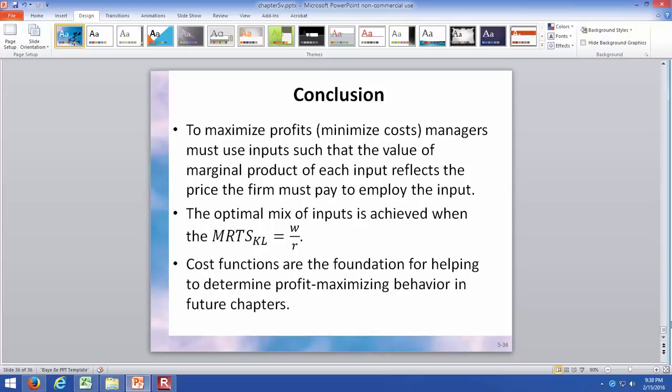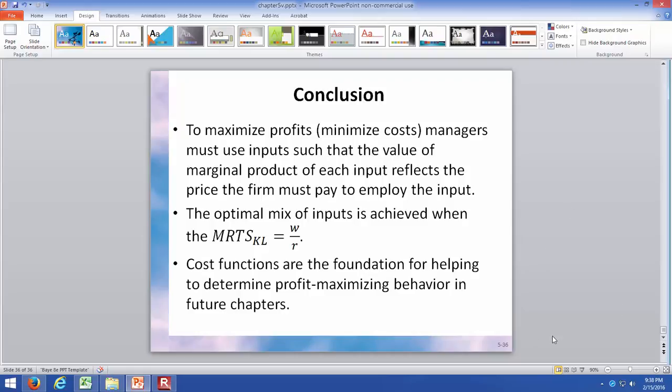Basically, to maximize profits or to minimize cost, a manager must use inputs such that the value of the marginal product for each input reflects the price the firm must pay to employ the unit. And the optimal mix of inputs is achieved when the marginal rate of technical substitution is given by W by R. So W is the wage rate and R is the rental rate.